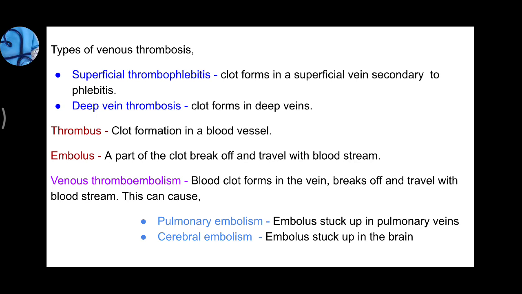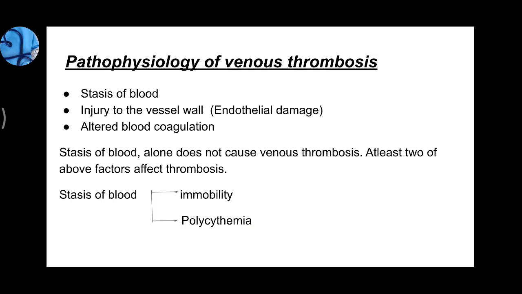a part of the clot that breaks off and travels with the bloodstream. This venous thromboembolism can be fatal if it gets stuck in the pulmonary vessels or vessels in the brain. This will cause pulmonary embolism or cerebral embolism. Now, let's discuss the pathophysiology of venous thrombosis.